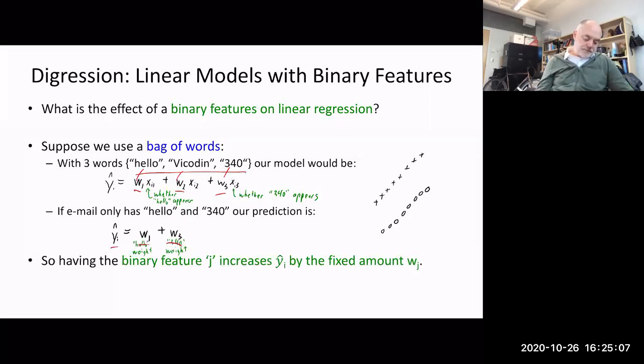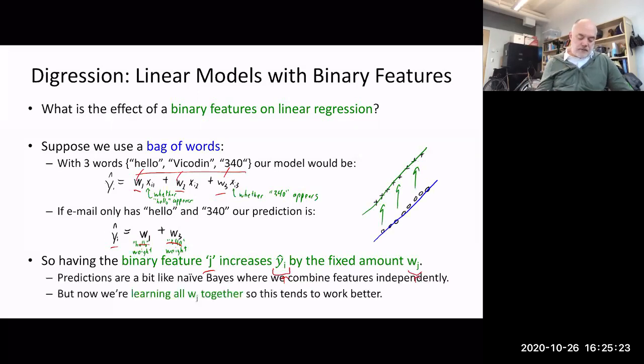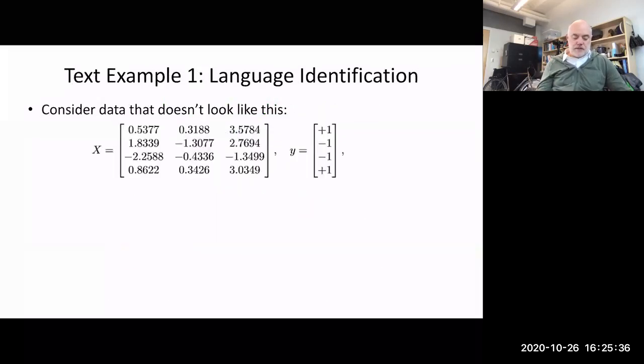And basically having a binary feature J increases your output for that particular item by a fixed amount. And that should be really obvious, right? So you have it, you don't have it, you have it, you don't have it, right? So basically that's what's going on. The predictions from such a model, a linear model with binary features, is a bit like naive Bayes, where we combine the features independently, but we're learning all the weights together, which means that the model tends to work better.